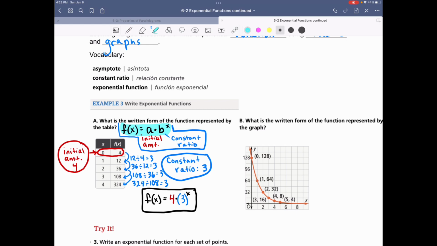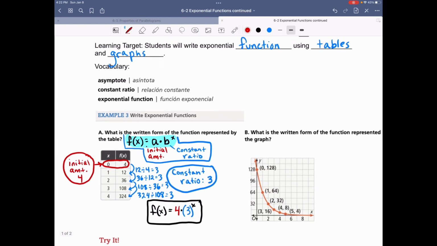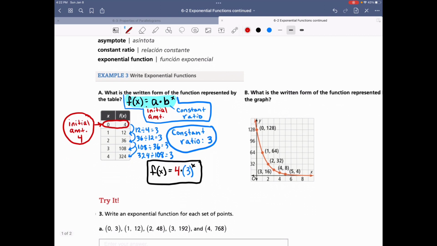Part B, what is the written form of the function represented by the graph? So again, we need the initial amount, and the initial amount is when x is 0. So x is 0 here. f of x is 128. So the initial amount is 128. Then we need to find the constant ratio.